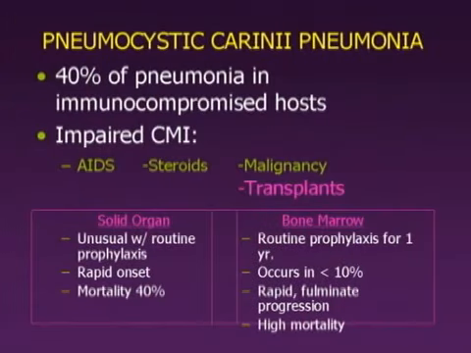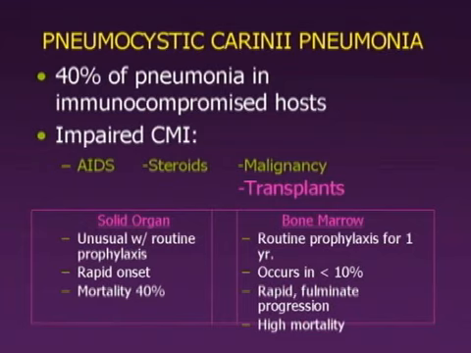Pneumocystis carinii pneumonia is another atypical pneumonia. It is quite common in the immune-compromised host. In fact, it's 40% of pneumonias in that setting. And in general, the immune compromise in these susceptible patients is due to impaired cell-mediated immunity. So we're talking about the AIDS population, patients being maintained on high-dose steroid therapy, and patients with malignancy, and in particular, patients who are immune suppressed because of transplants.